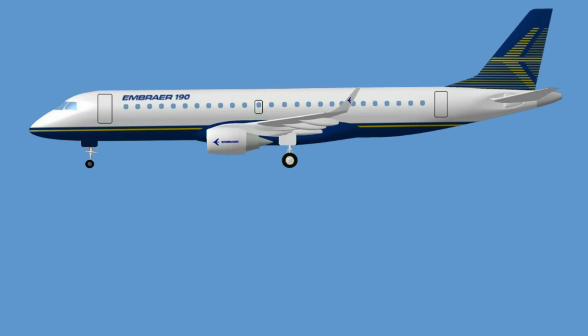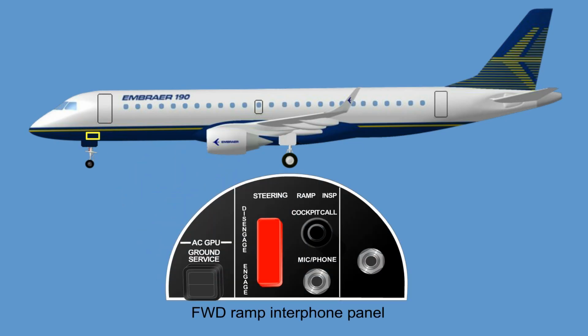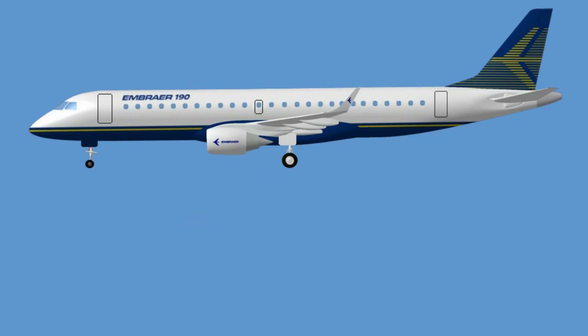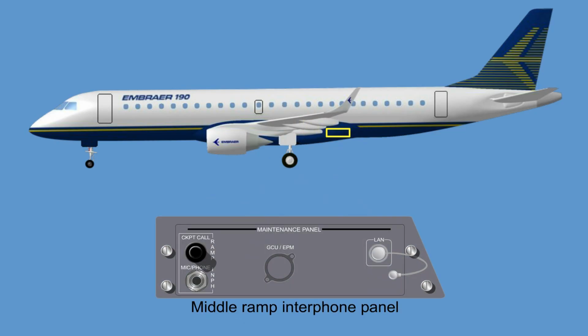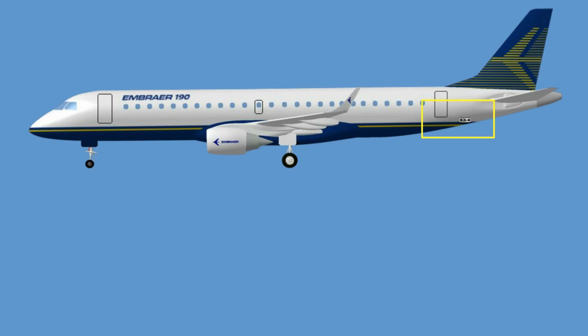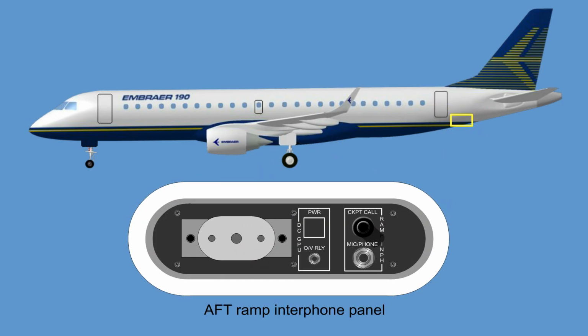The ramp interphone subsystem provides communication between crew and ramp personnel. There are 3 ramp interphone panels, one in the forward section of the aircraft, along with the external power AC receptacle, one in the mid-electronic bay, and one in the aft section of the aircraft, along with the external power DC receptacle.